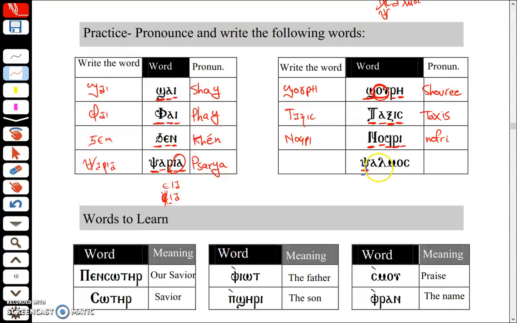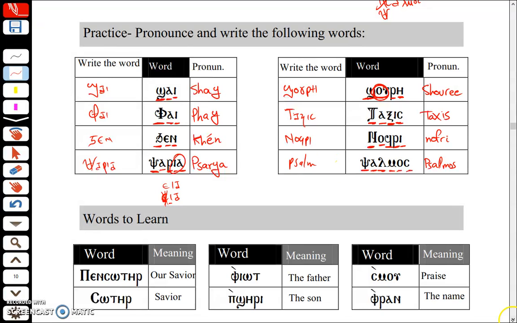Okay, last one we have here is a P, S, and then A. And then Lola, which is for an L. And then M, May is an M. And then O, and then S. So Psalmos. Sorry, it's actually just one O. Psalmos, which means psalm. As simple as that.